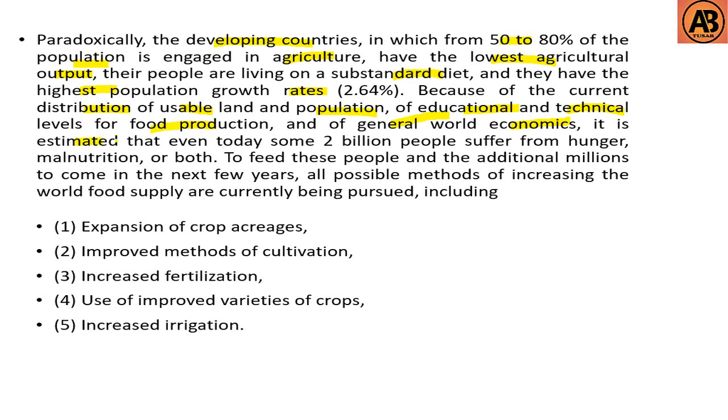It is estimated that even today 2 billion people suffer from hunger, malnutrition, or both. To feed these people and additional millions to come in the next few years, all possible methods of increasing the world food supply are currently being pursued, including expansion of crop areas, improved methods of cultivation, increased fertilization, use of improved varieties of crops, and lastly increased irrigation.